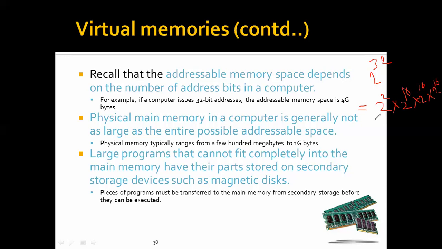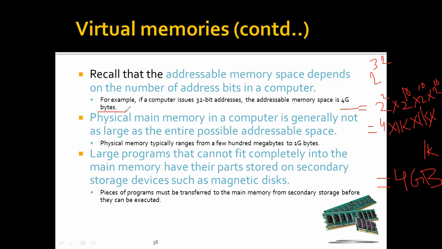That is also written as 1k. So 2 square means 4, into 1k into 1k into 1k. That is nothing but 1 giga. So, 4 gigabytes. Suppose a processor has 32 address bits, then what is the total main memory? 4 gigabytes.